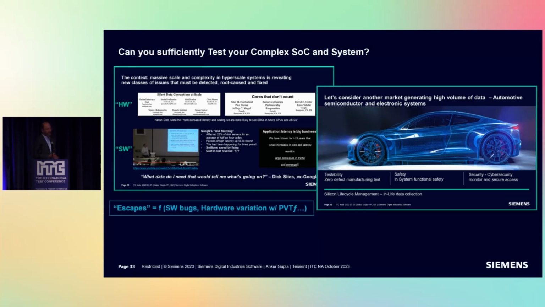Now, on the left-hand side, since the SDC papers came out about 2.5 years ago, as a community, we've been studying what is causing these silent data corruption issues. And the general consensus seems to be that there are escapes, there are latent defects. Now, that is a function, first and foremost, of software bugs. But it also is a function of hardware variation due to voltage variation, temperature variation, frequency variation. And that's where we come in to design better methods to identify these latent defects.